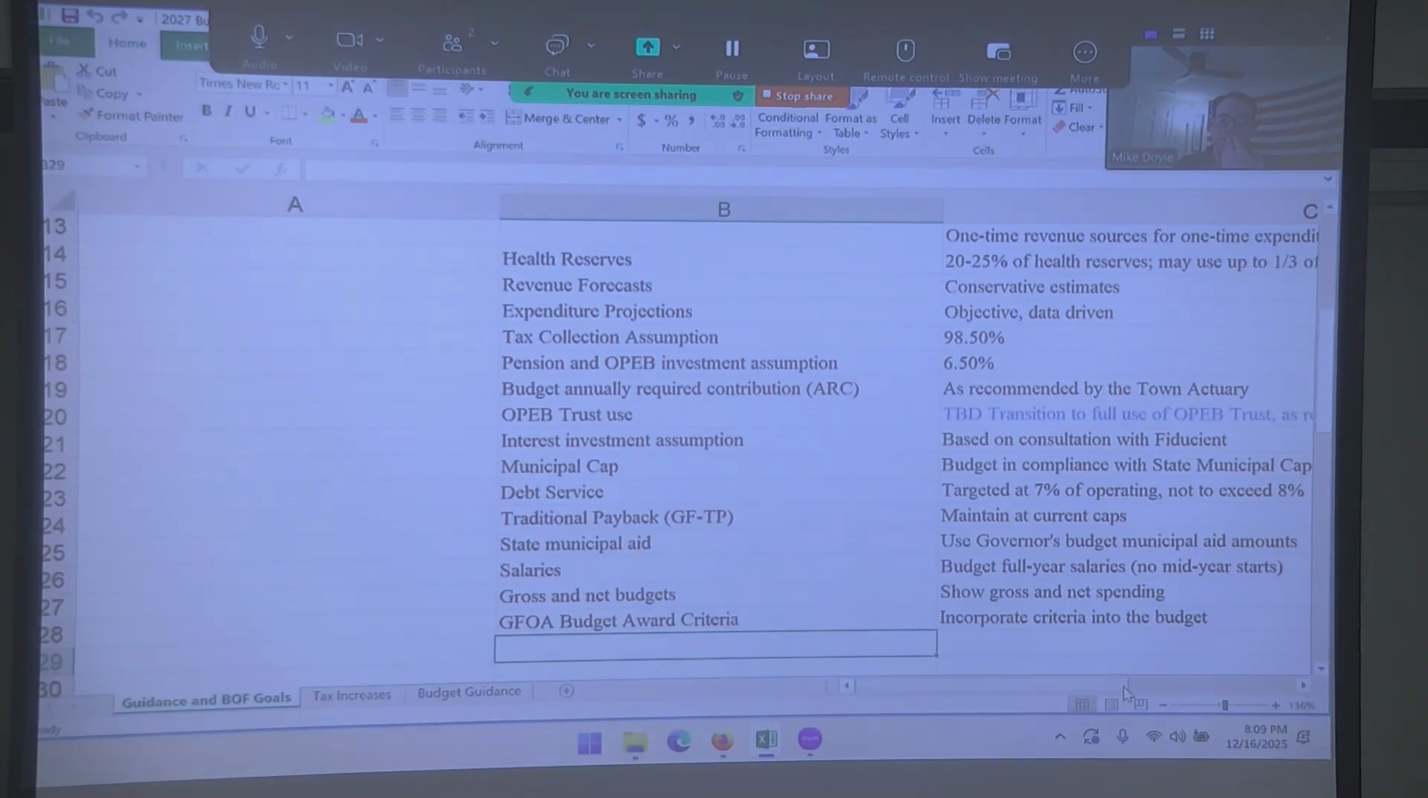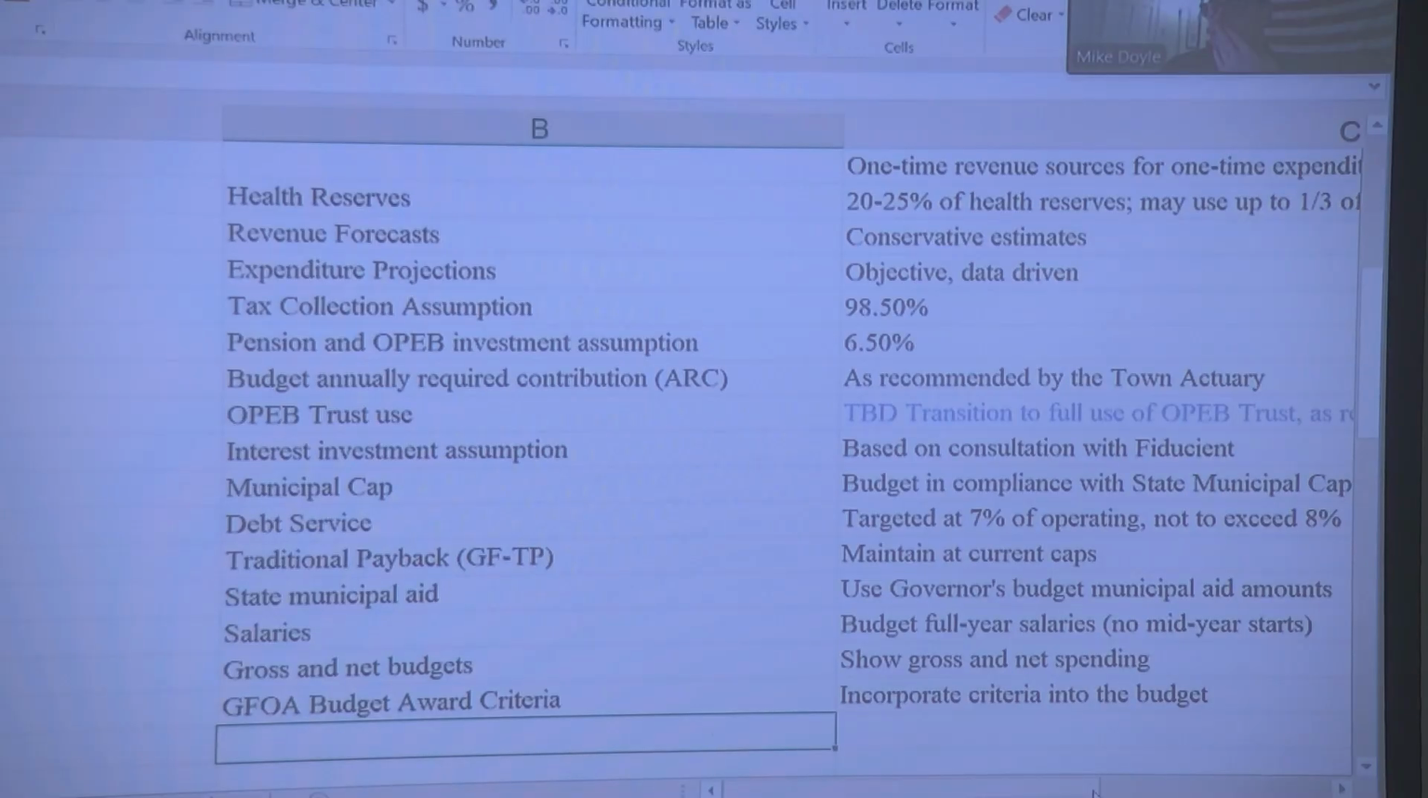We have expenditure, conservative, continue with Amy's conservative revenue forecasts. They're not overly conservative. They're based on consultation with our consultant at Fiducian. Still good with that? Okay. Objective, data driven. Mark was absolutely right. Returning 1 million in operating expenses was too much. That budget can be drawn tighter, and we expect to see that.